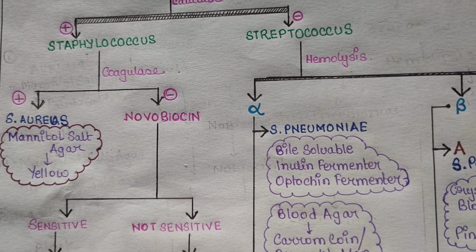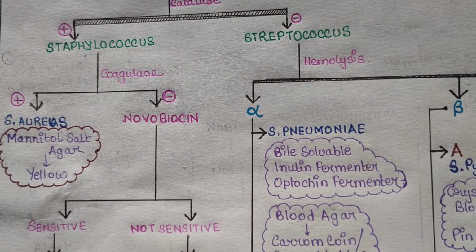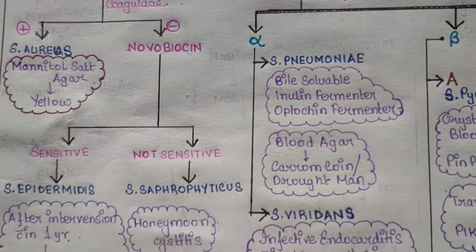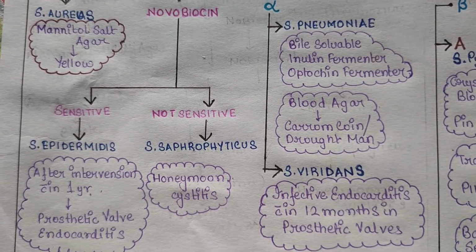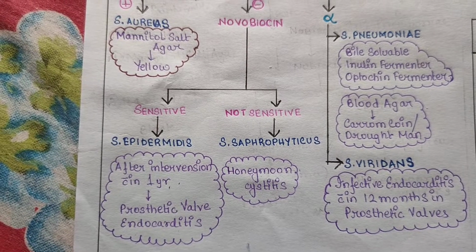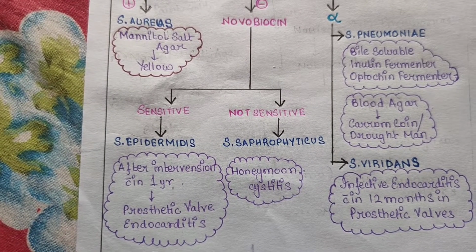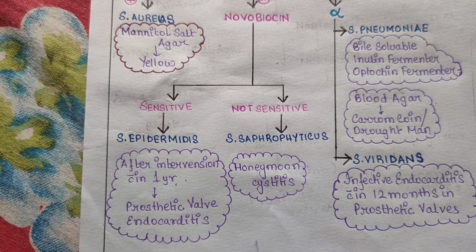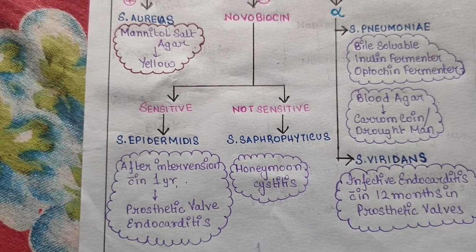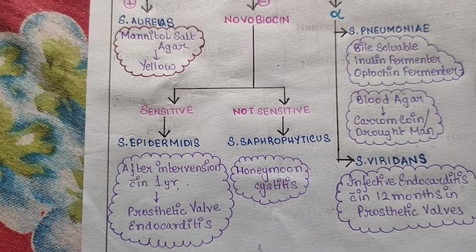In coagulase negative bacteria, we further test it with novobiocin sensitivity. Either it is sensitive or it is not sensitive. If it is novobiocin sensitive, it is Staph epidermidis. Staph epidermidis causes prosthetic valve endocarditis after some intervention which is done within 1 year.